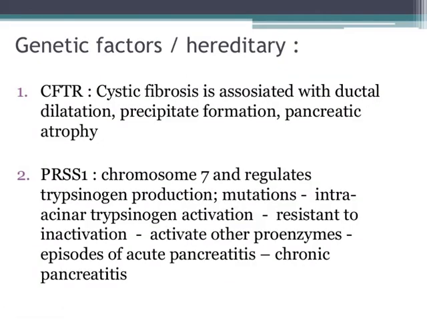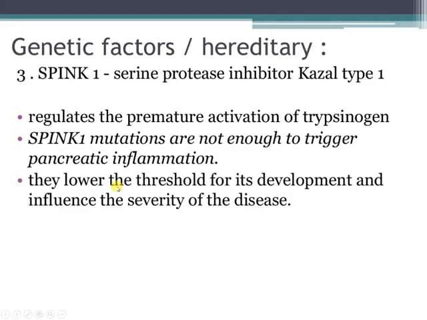There are three genetic factors that have the main role in the formation of chronic pancreatitis. It is the cystic fibrosis transmembrane conductance regulator factor, the serine protease type 1 factor, and the serine peptidase inhibitor Kazal type 1 factor.